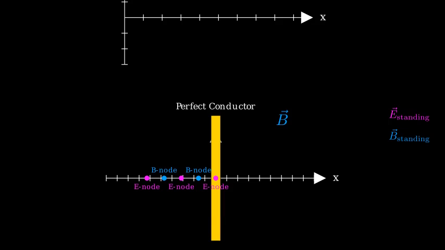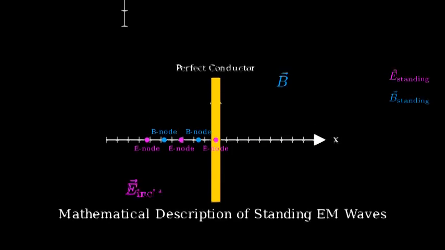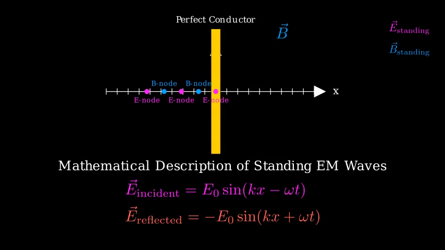Let's look at the mathematics behind these standing electromagnetic waves. For an electromagnetic wave traveling in the positive x direction and reflecting off a perfect conductor at x equals 0, we have incident and reflected waves. The incident electric field is represented as E incident equals E naught sine of kx minus omega t. The reflected electric field is E reflected equals negative E naught sine of kx plus omega t. Note the negative sign, representing the 180-degree phase shift upon reflection.